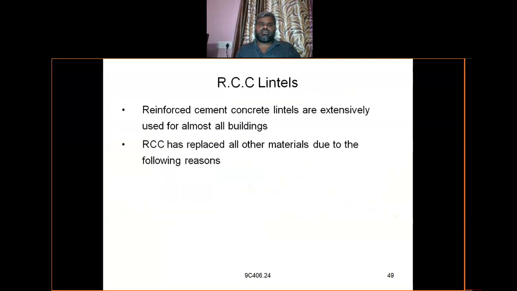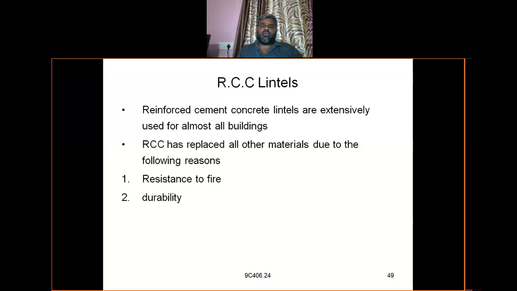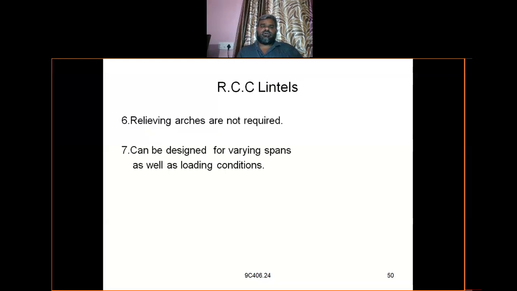RCC, reinforced cement concrete lintels, are extensively used for almost all buildings. RCC has replaced all the other materials due to the following reasons: resistance to fire, durability, strength, economy, and ease in construction. With RCC lintels, relieving arches are not required. They can be designed for varying spans as well as loading conditions.